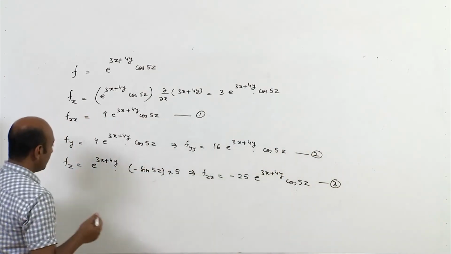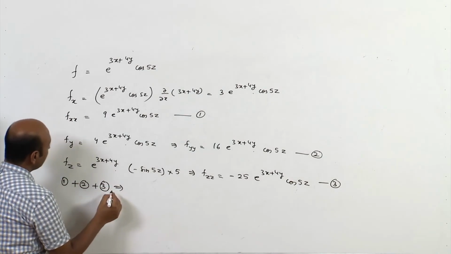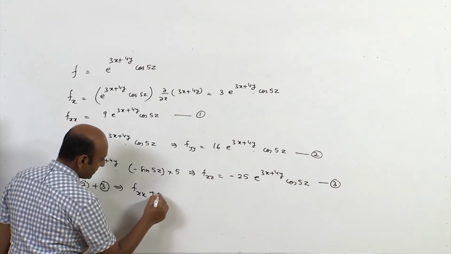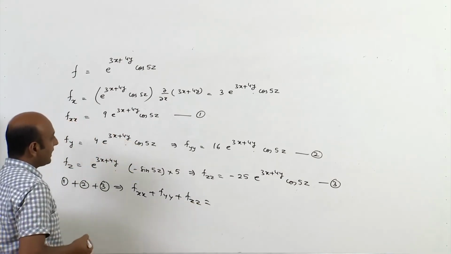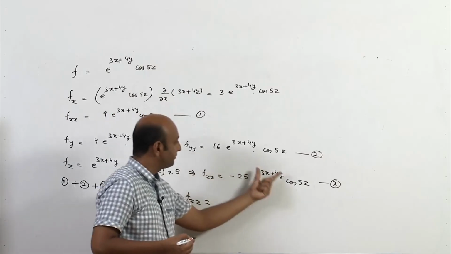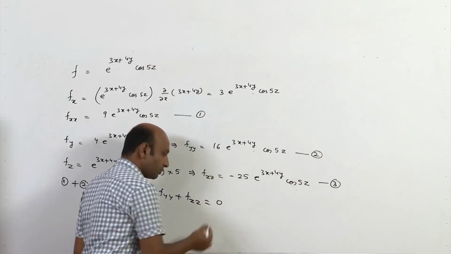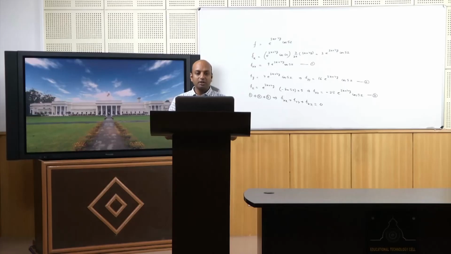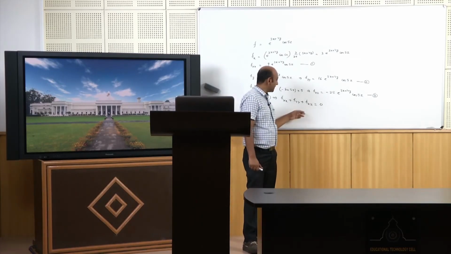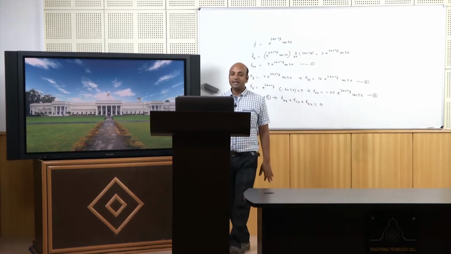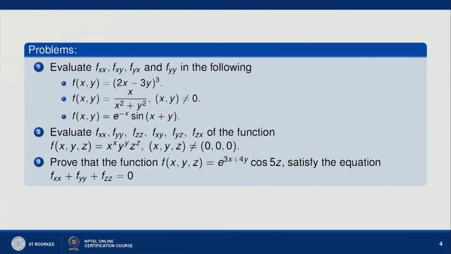Now, when you add 1, 2 and 3, what we will obtain? We will obtain f x x plus f y y plus f z z on the left hand side, and on the right hand side this is the same, and 16 plus 9 is 25, minus 25 is 0. So, this is equal to 0. Hence we have proved. So, this equation is basically called Laplace equation. So, we can say that this function e raised to power 3x plus 4y into cos 5z satisfies the Laplace equation.